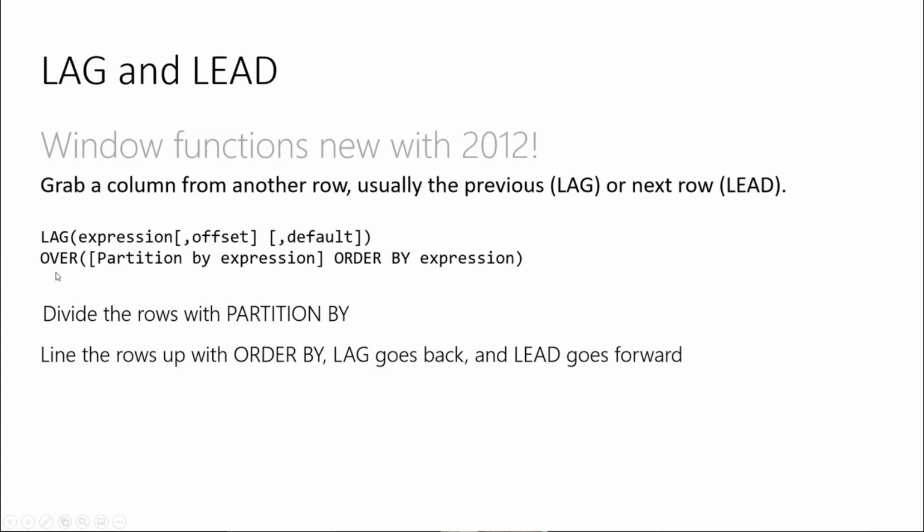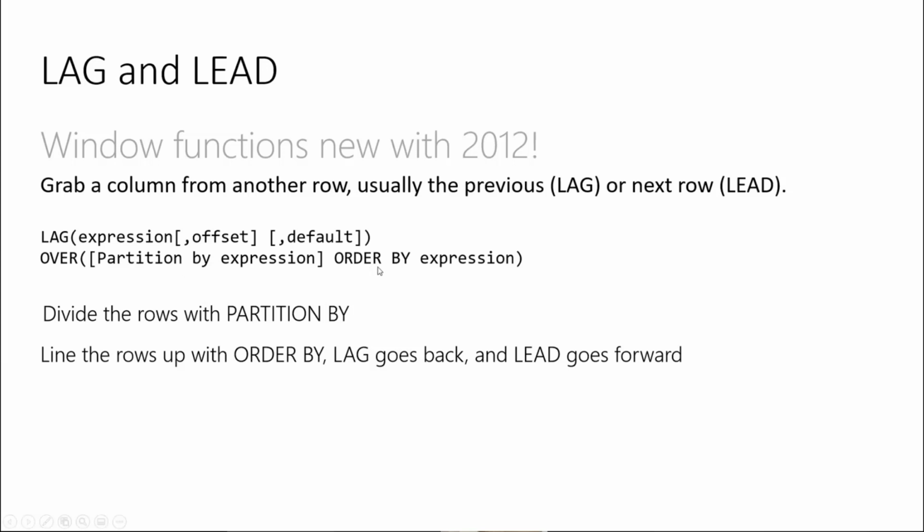Here's the syntax. You start with the word lag. You give it some kind of an expression, typically a column. Here's a couple of optional parameters that I'll talk about in a minute. The really important thing to notice is this over clause, and you'll always see an over clause with a window function. You have an optional partition by. And that's how I was able to separate those different ticker symbols so we didn't compare two different ones together.